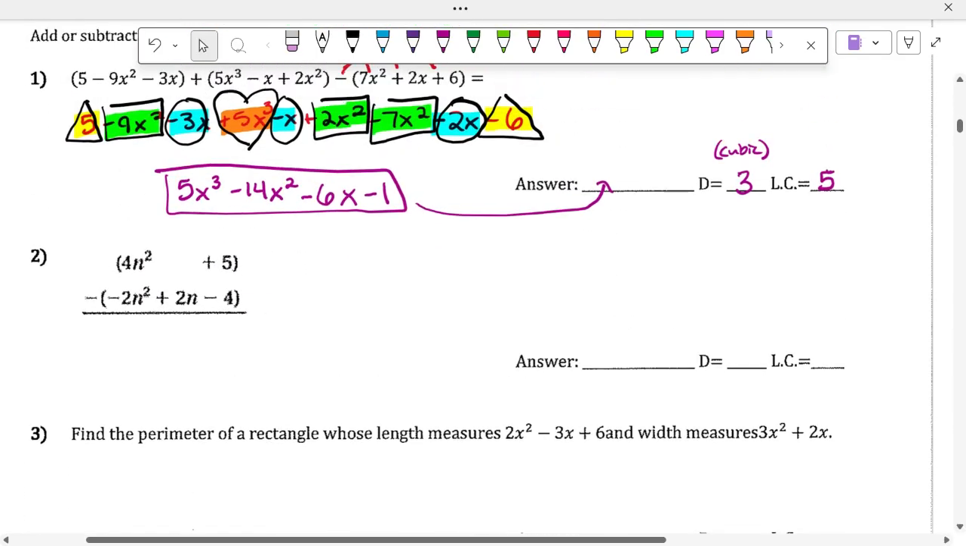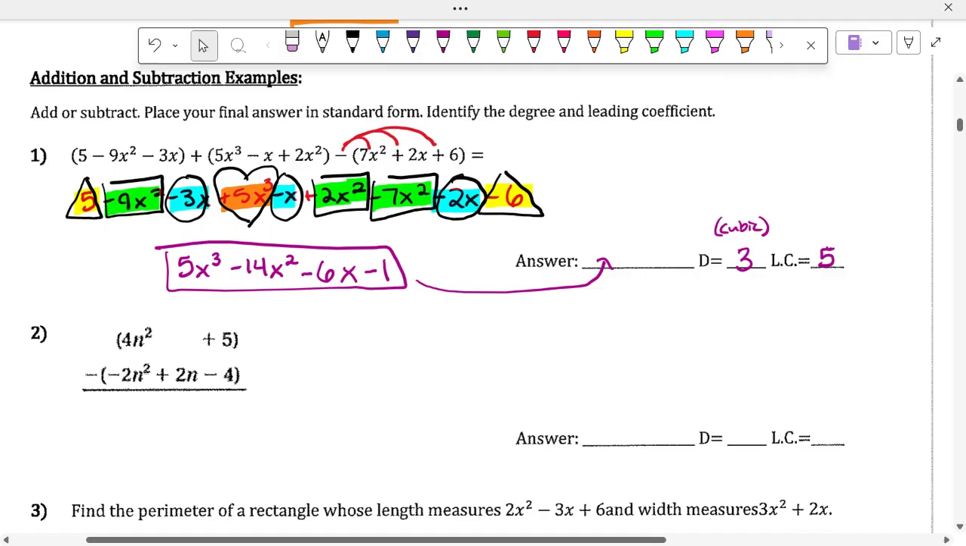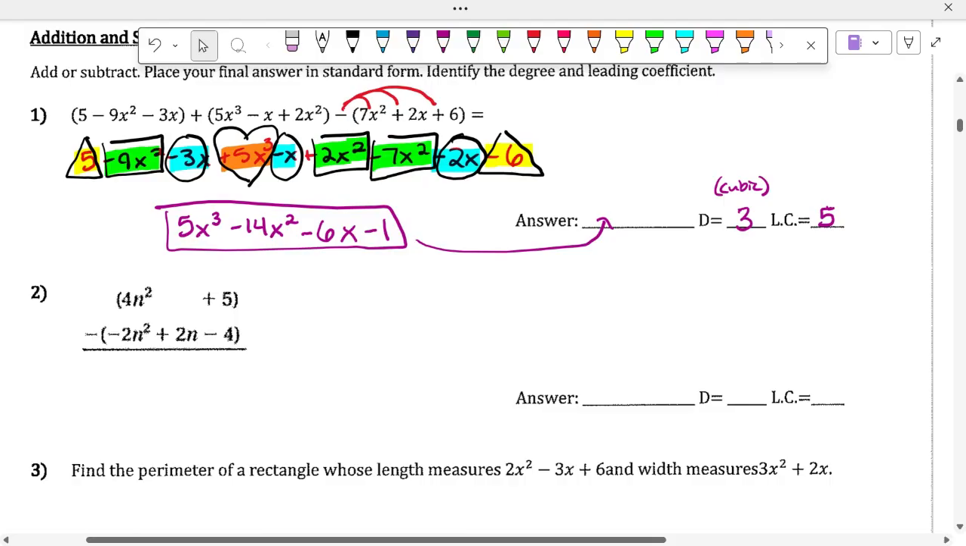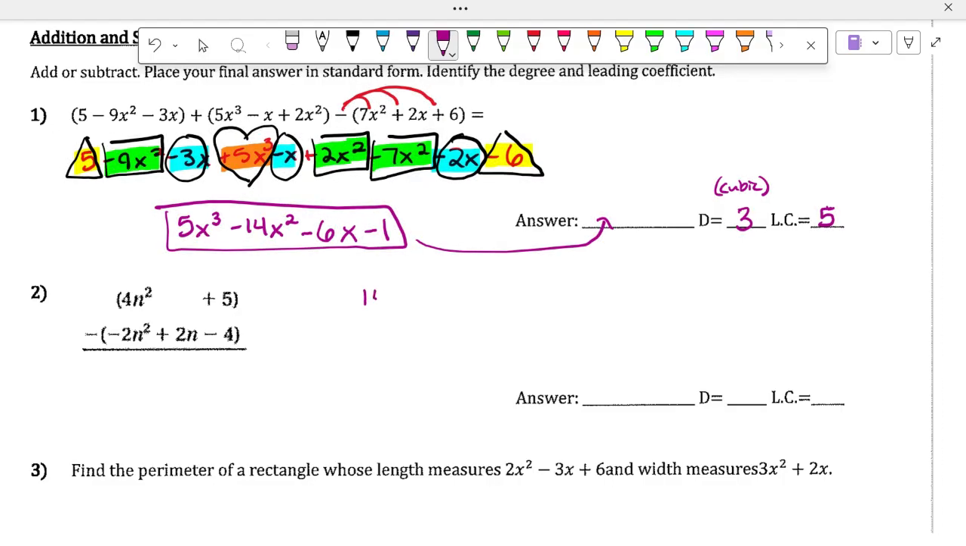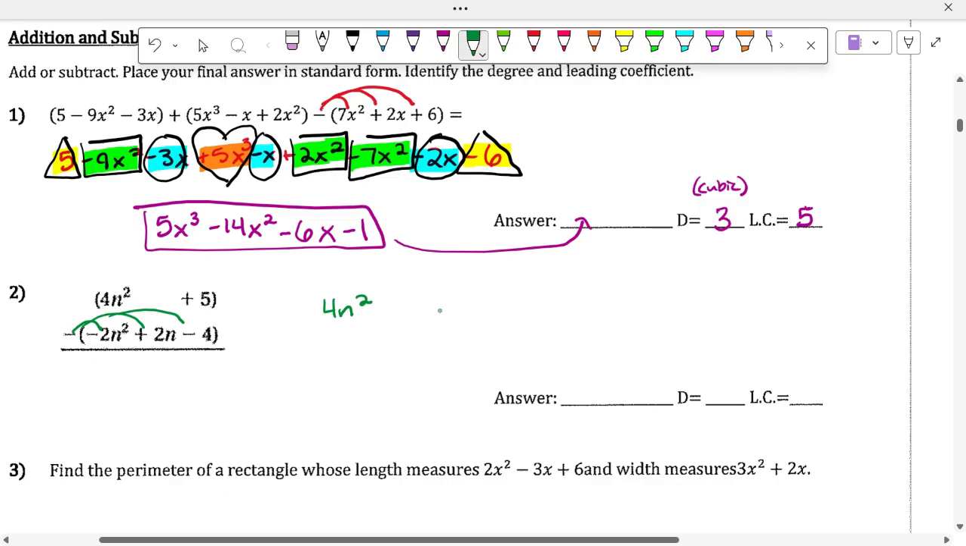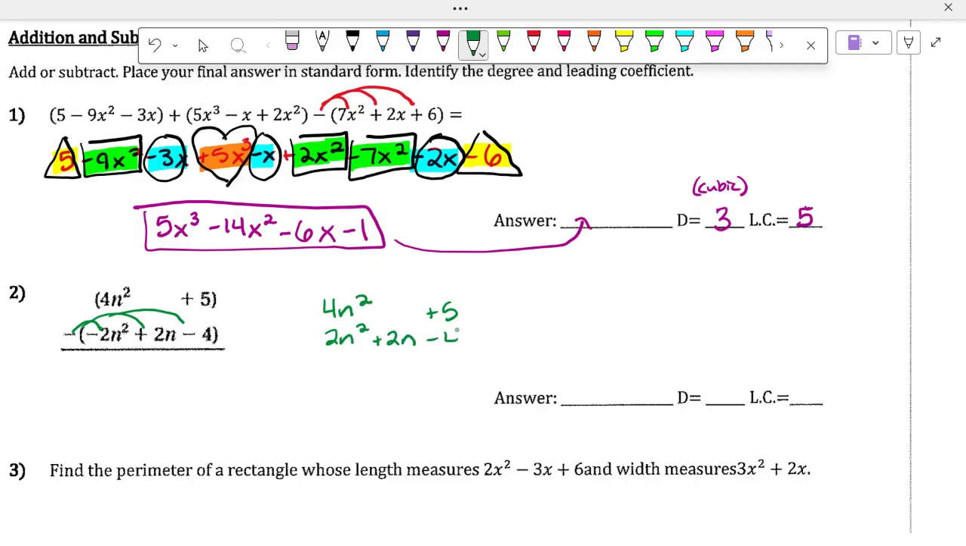Do you guys really need to see me do number 2? Yes, no, maybe. So guys, all number 2 is, is it's just in vertical form. Okay. So like, you know how if you do addition, sometimes you can see it like 14 plus 8. It's basically the exact same thing, but it's in vertical form. So I would distribute the negative first. So I would get 4n squared, leave some space, plus 5, all over 2n squared plus 2n minus 4.